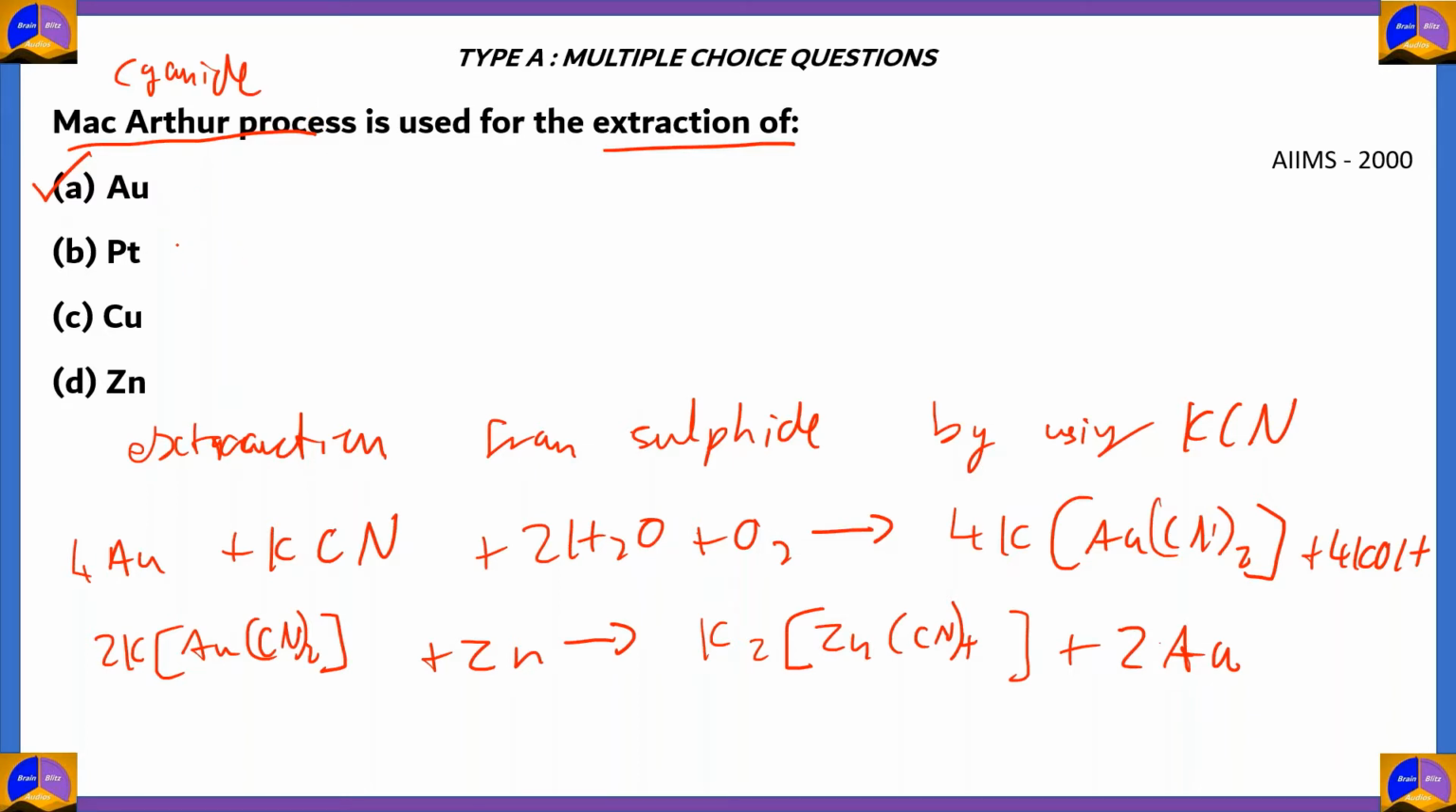Option B, platinum. Platinum is already a noble metal, so it's even rarer than gold, and it's mostly found in native state. And copper and zinc both have carbonates and sulfides, and they do not use such strong cyanide processes such as the MacArthur process. They have simpler ways to extract metals such as smelting. So options C and D are also incorrect. The right answer is option A, gold, because gold is a noble metal, so it's kind of hard to use normal methods here. So we use extreme methods such as the MacArthur process.